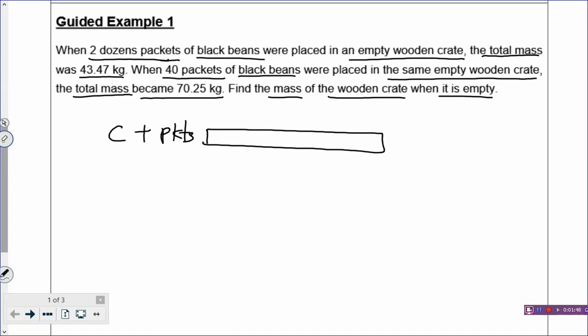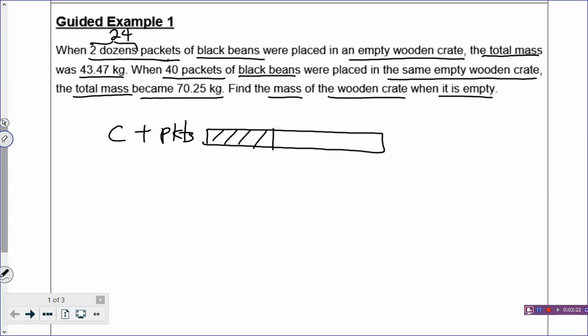Okay, so let's look at the first sentence. When 2,000 packets of black beans were placed into an empty wooden crate. I'm going to cut the first part, and the first part refers to the mass of the empty wooden crate. Let's do some shading to show that it's the empty wooden crate, and the second part of the model will be the packets of black beans. I'm going to put down 2,000. What is 2,000? 2,000 means that will be 12 times 2, which is 24. 24 packets of black beans.